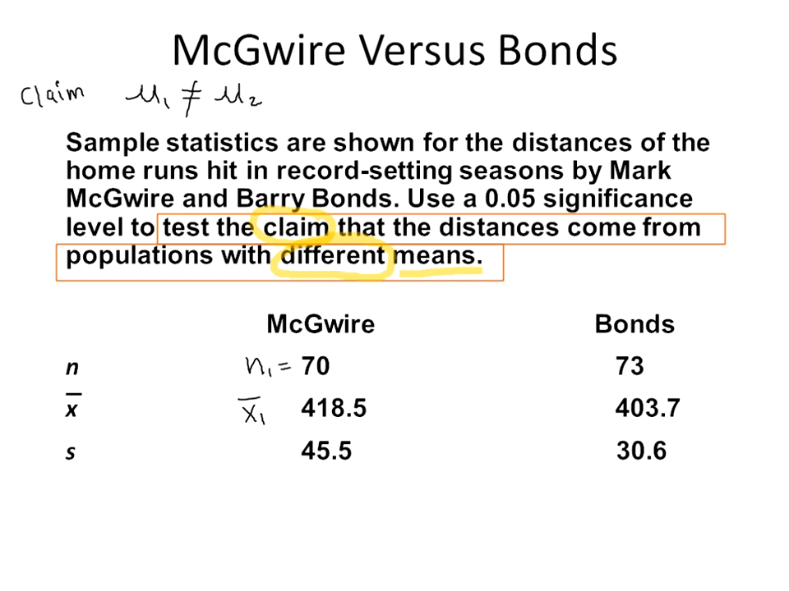And the sample mean for the 70 hits, that was 418.5 in distance. So I'm assuming, it doesn't have units here, but I'm assuming that's feet. 418.5 feet. Hopefully that makes sense. Okay, so 418.5 feet is the sample mean for the 70 hits.